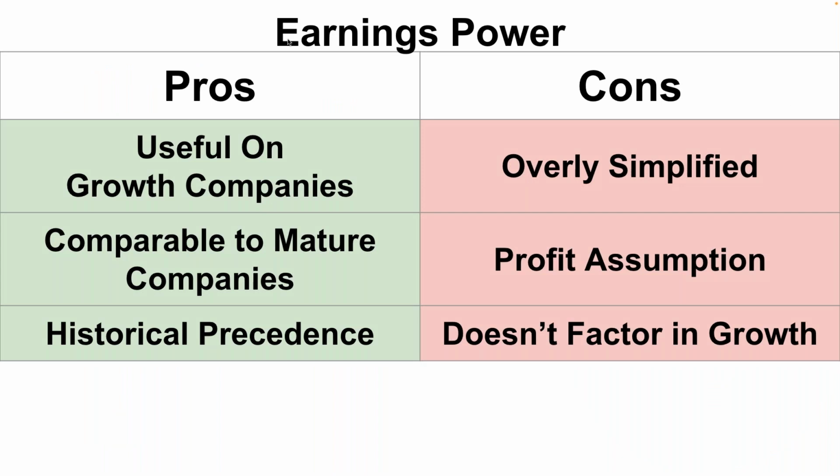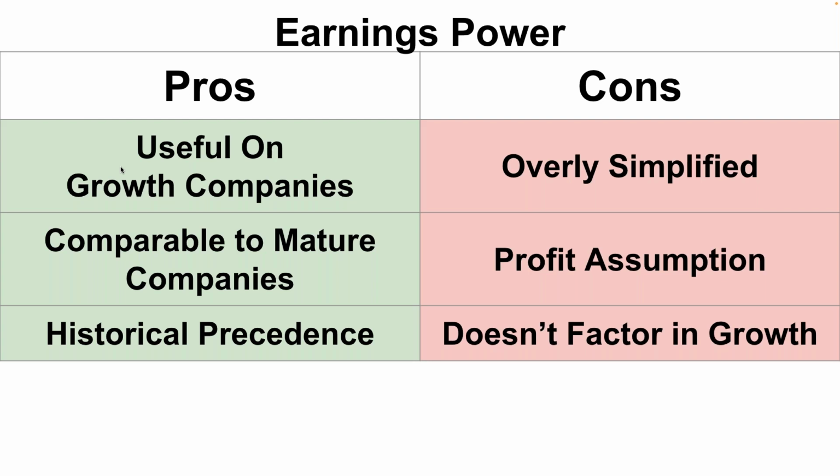Now, like any valuation method, there are pros and cons to using the price to earnings power ratio. On the plus side, it is useful to use on growth companies. You can compare them to mature counterparts, and there is a historical precedence for doing so. On the flip side, it once again really simplifies things. You have to make a big assumption about the company's future profitability, and it doesn't necessarily factor in the growth of the business.